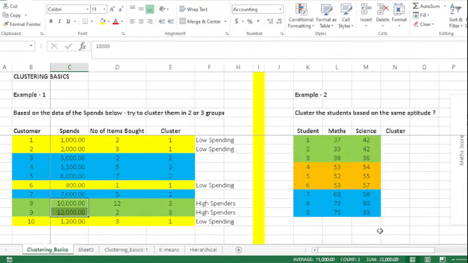So based on the spends they have made, I try to cluster them, and I have been able to cluster them in 3 clusters. Is that clear? Low spenders, medium spenders, and heavy spenders. Is this clear? Now there are different algorithms for clustering, right? We are going to learn those algorithms.